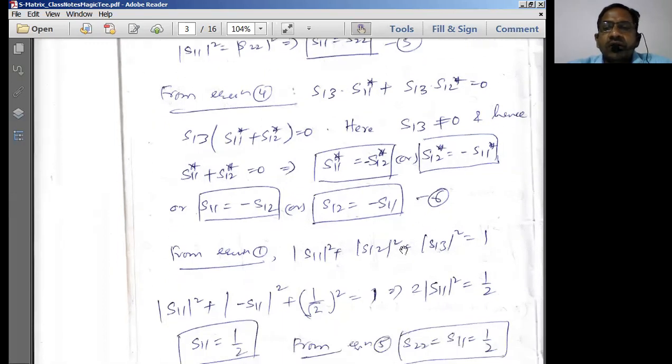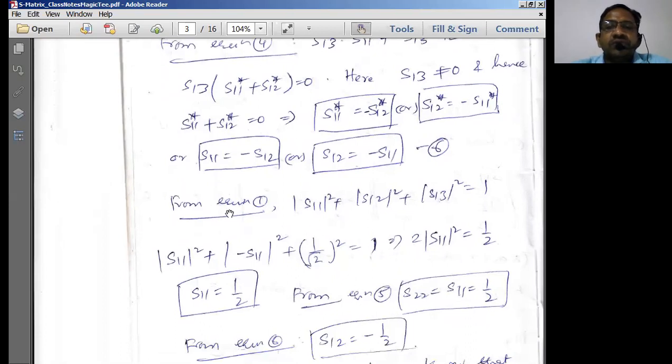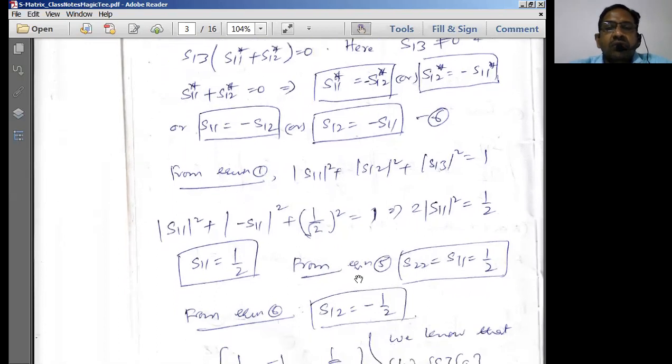So by the conjugate symmetry, I can write S11 is equal to minus S12, or S12 is equal to minus S11. Now let us substitute these values in equation number 1. This is the equation number 1. Okay. Now when you substitute these values in equation number 1, I can have S11 plus S12.